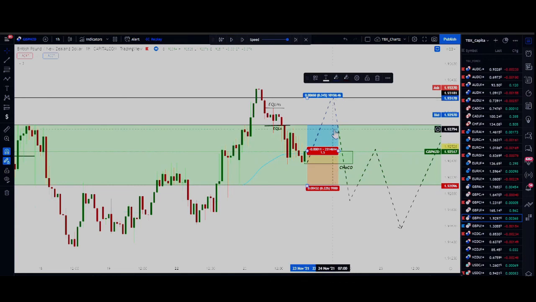Now, yes, I know I had the condition already, and I said my first take profit is going to be in the first structure after the neckline.